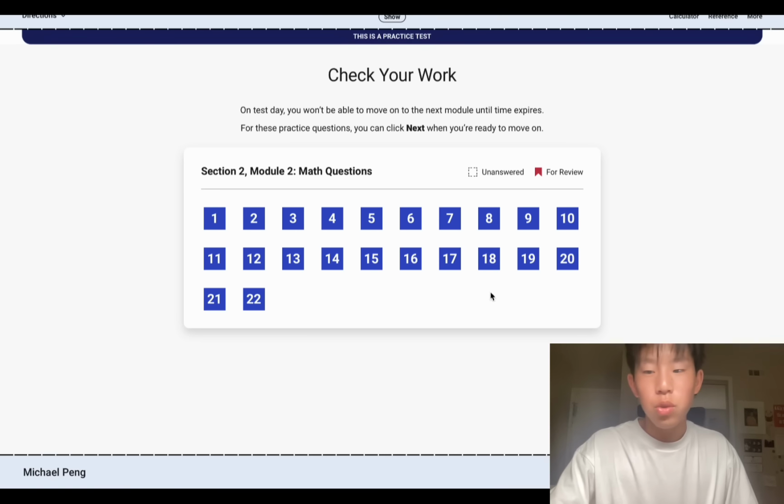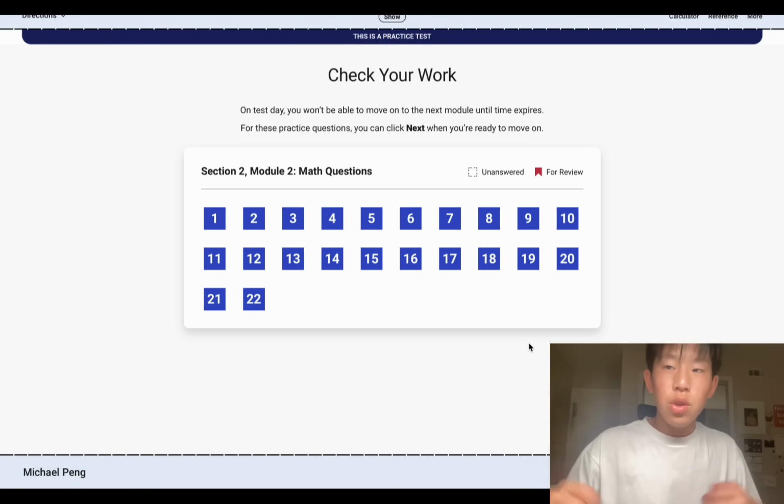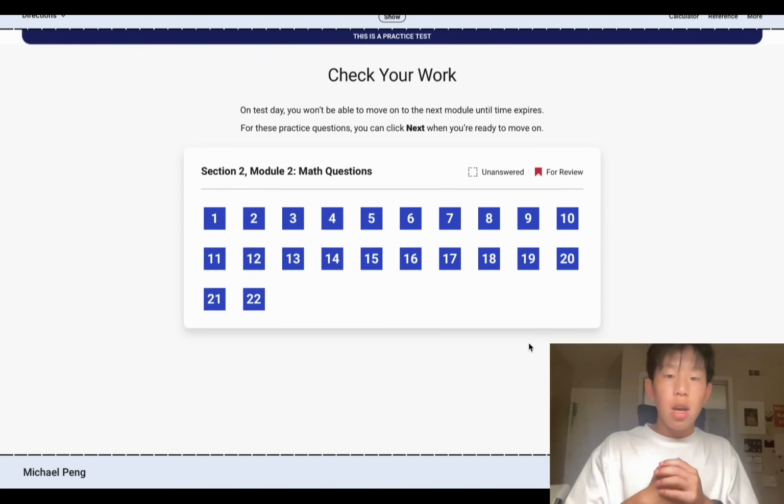So now we're all done with module 2. As you can see, we use Desmos for every single question. I hope you guys learned a lot.